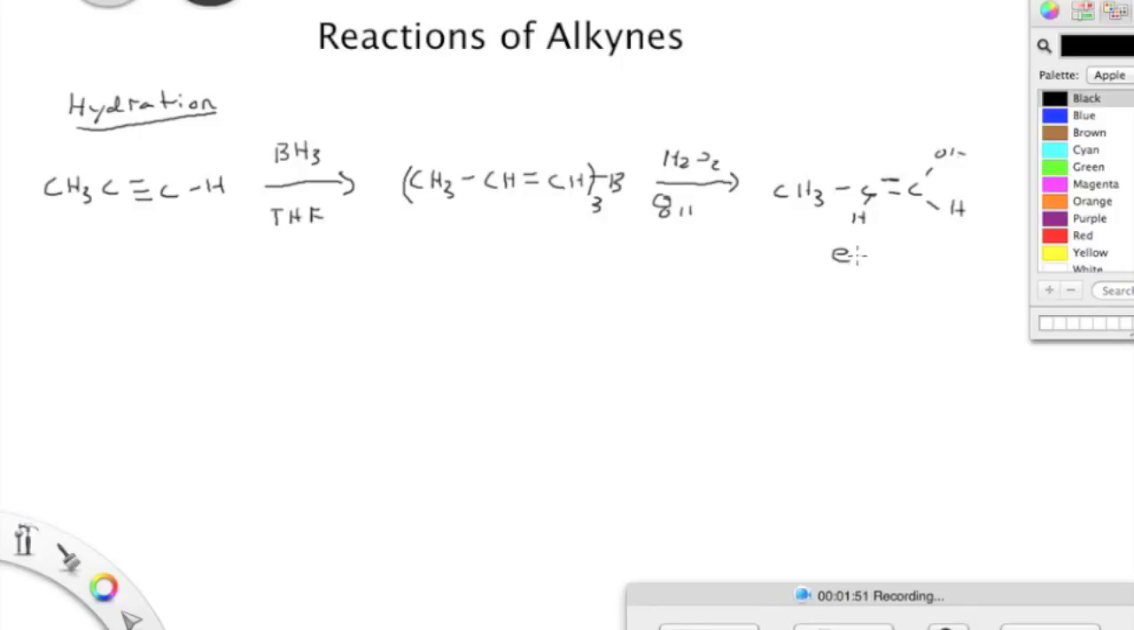And so we again get an enol. Notice though that this one puts the OH on the least substituted carbon. So here we have OH on the least substituted carbon, just like we did with alkenes. So this again will add in the same fashion as it did with alkenes.